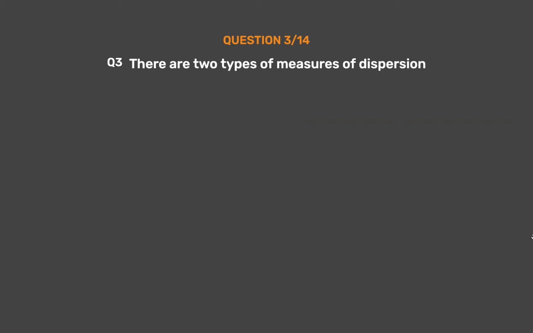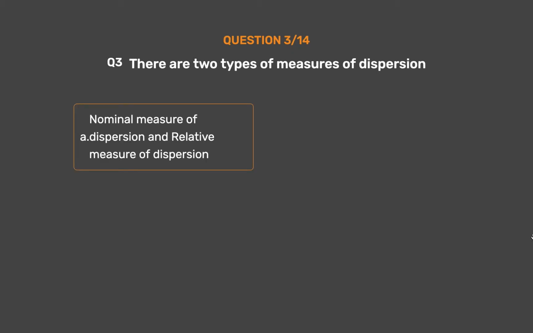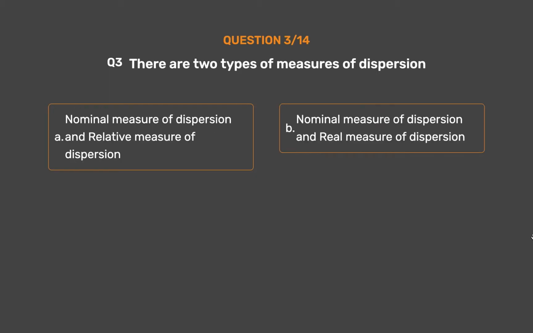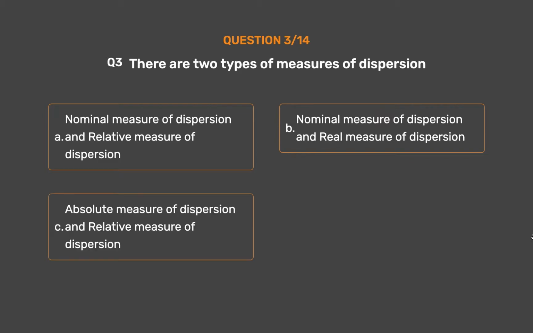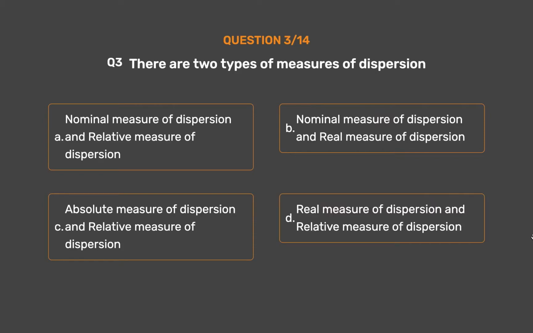Question number 3. There are two types of measures of dispersion. Option A. Nominal measure of dispersion and relative measure of dispersion. Option B. Nominal measure of dispersion and real measure of dispersion. Option C. Absolute measure of dispersion and relative measure of dispersion. Option D. Real measure of dispersion and relative measure of dispersion.